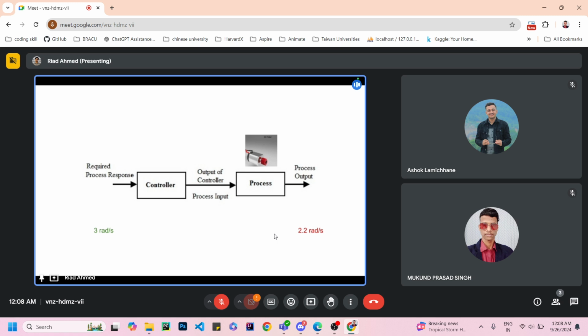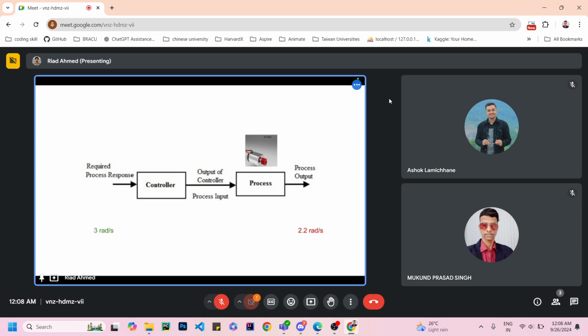As you are resisting, that means the rotational speed will decrease, right? So as you are inputting some disturbance, the resistance to the rotation by your hand, let's say the rotational speed is decreased to 2.2 radian per second. So the output velocity is changed due to a specific disturbance, and this will not be considered by the controller.